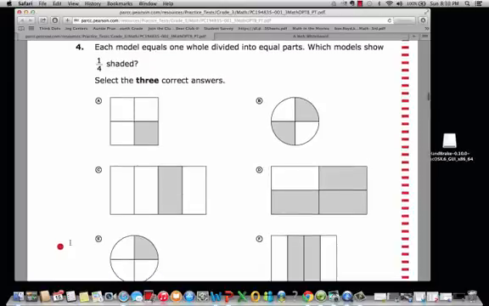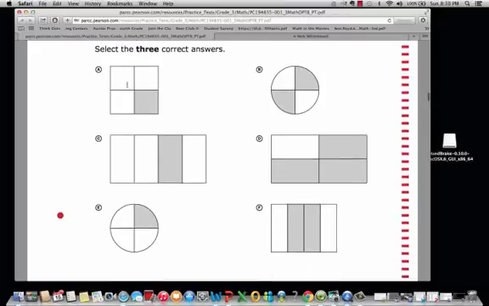Okay. This one I don't think anybody got wrong, so nice job on this. Just remember that if they are all divided into equal parts, that means all the sections are equal. So if they had one where it was 3 sections that were equal and then a 4th section that was not equal, that would not be the right answer. Which one shows a quarter shaded? That would be A, C, and D. This one was half shaded, or 2/4. This one was 1/4 or 1/4. And this was also 2/4 or 1/2.